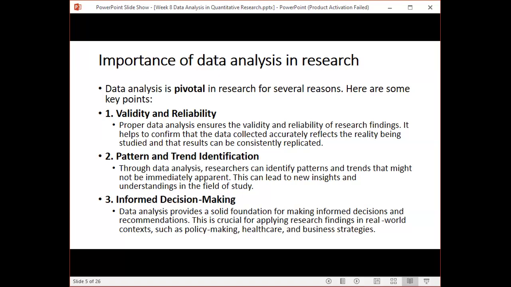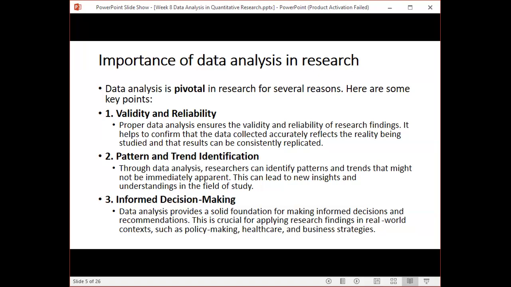Okay, what is the importance of data analysis? I mean, why do we analyze data in the first place? So one, data analysis is very important in research for several reasons. One, reliability. If you do a proper data analysis, it ensures that the data is valid and reliable for the research findings. So somebody can say, based on ABC that you did, I really trust the results you got. And so it's reliable and valid.